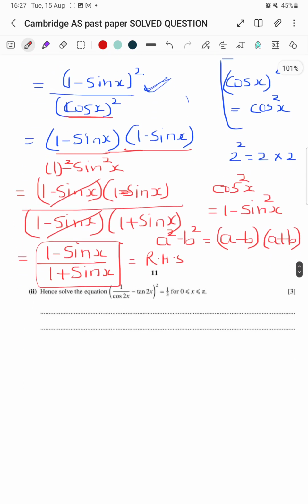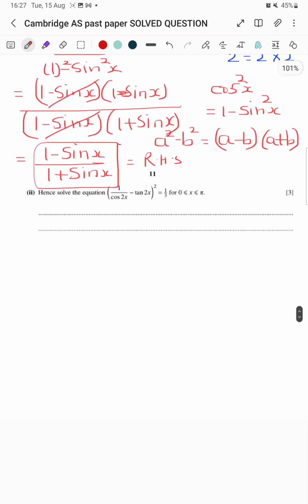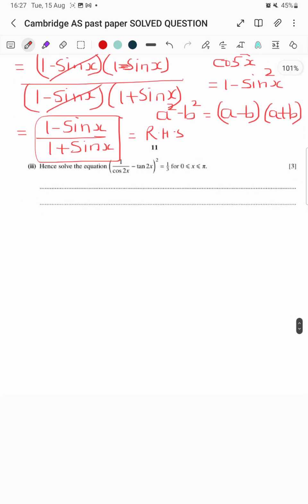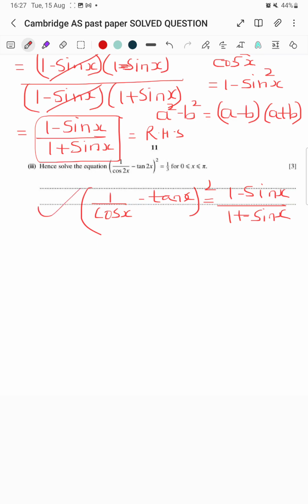Now in the second part, the question is, hence solve the equation. The first question was the identity, (1 over cos x minus tan x) the whole squared. We proved that it is equal to (1 minus sin x) over (1 plus sin x). We have to use this identity, and hence solve this equation.